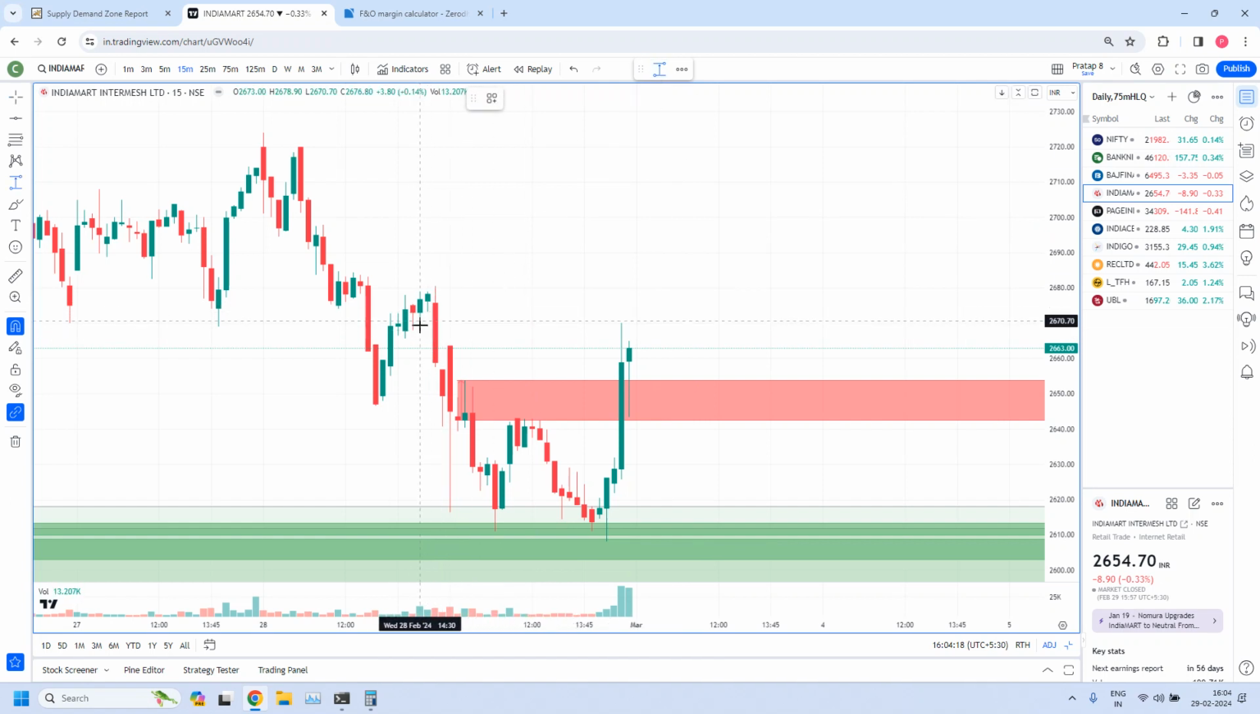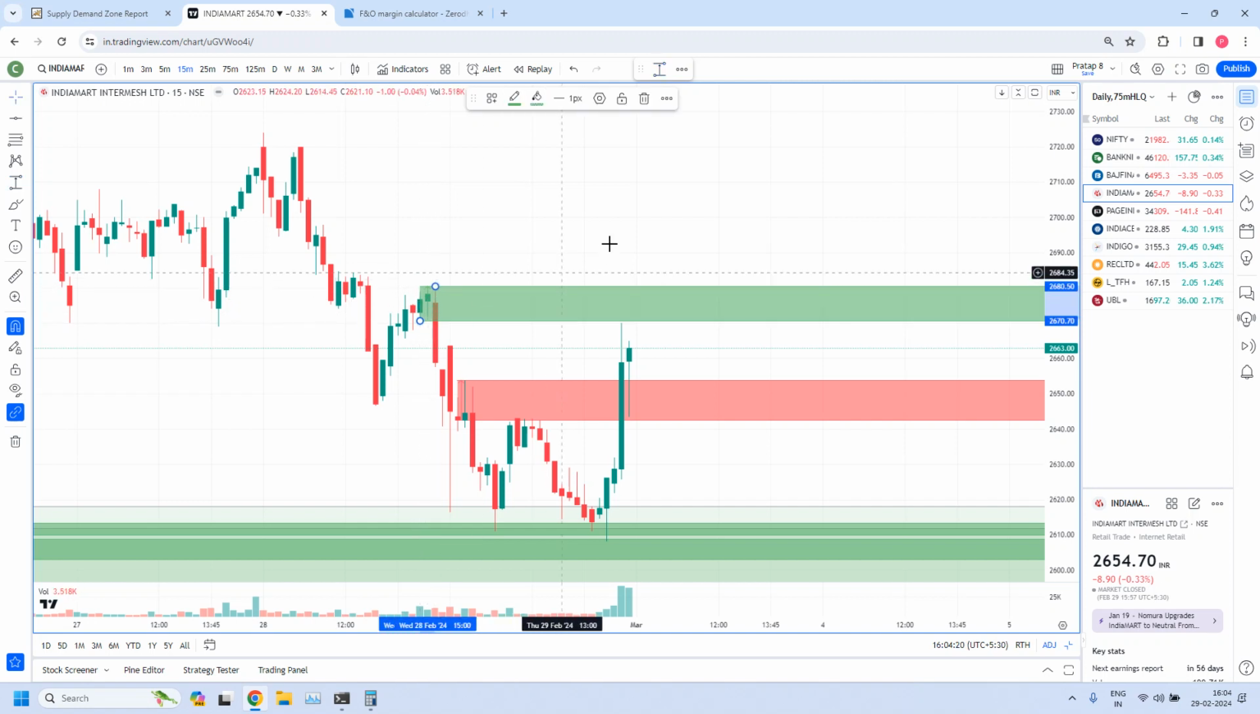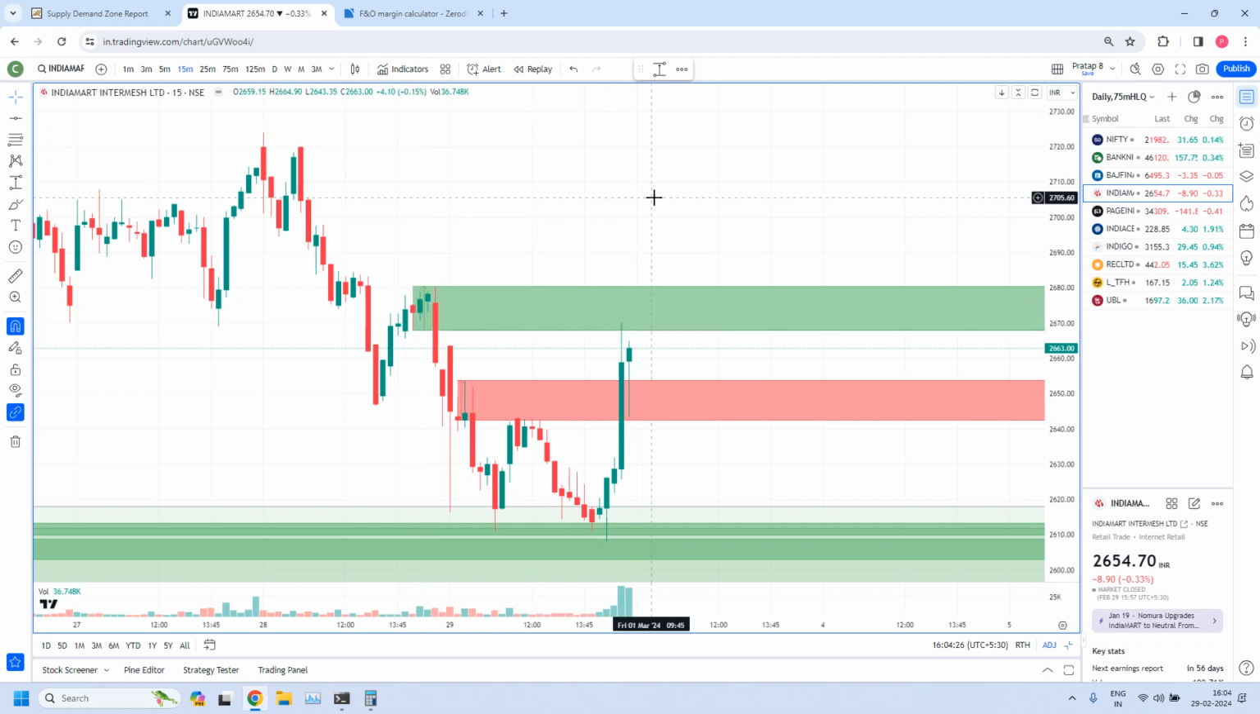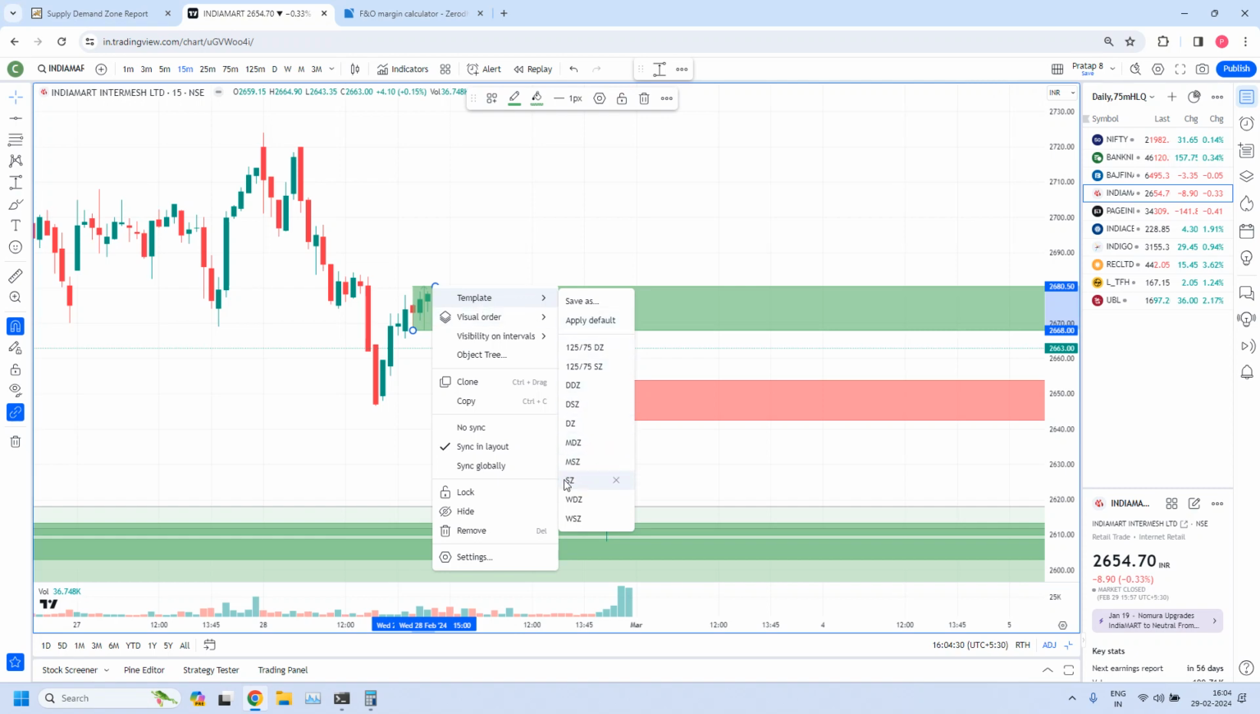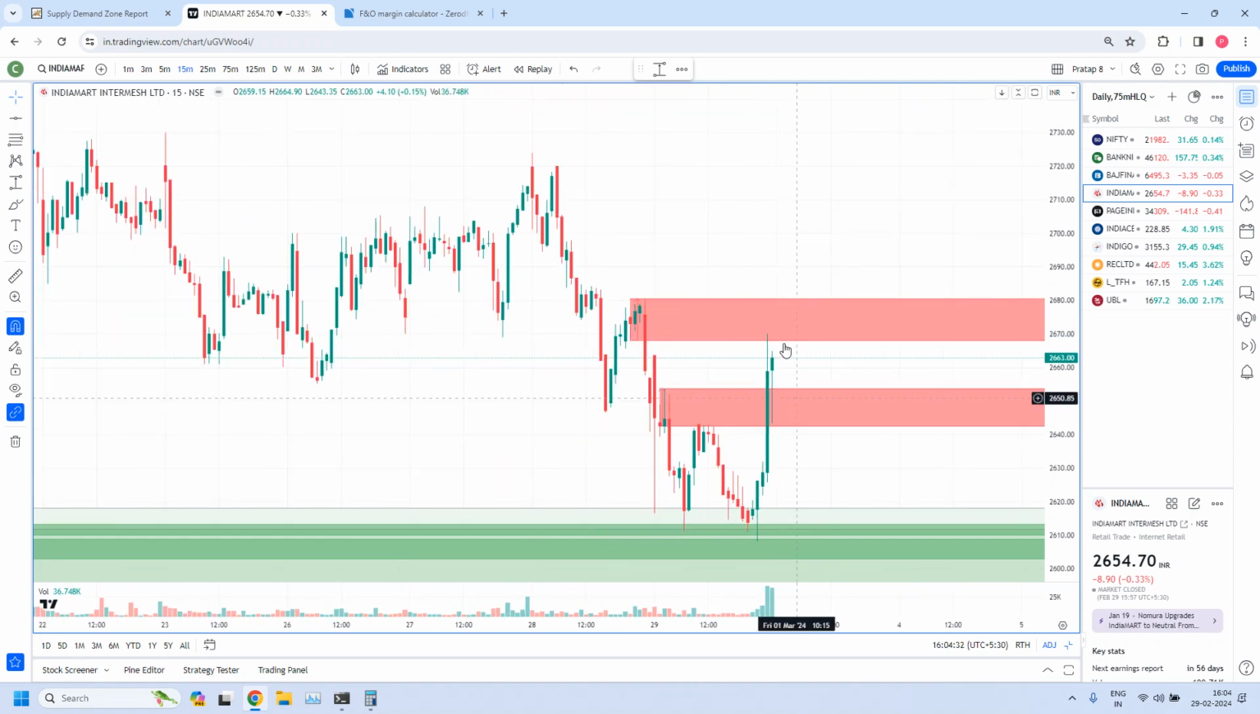Maybe if you draw wick to wick, here wick to wick, this is the supply zone. This much target it has given. Anyway, we are not calculating them because we are limiting our analysis to 5 minutes only. But we are trying to find the reasons. This is going to be the learning for us.